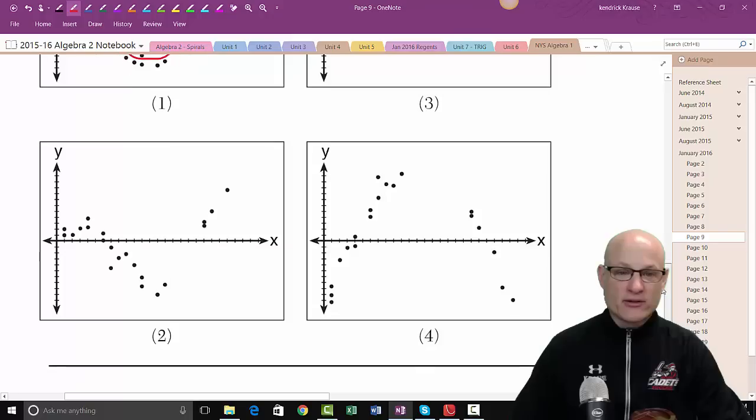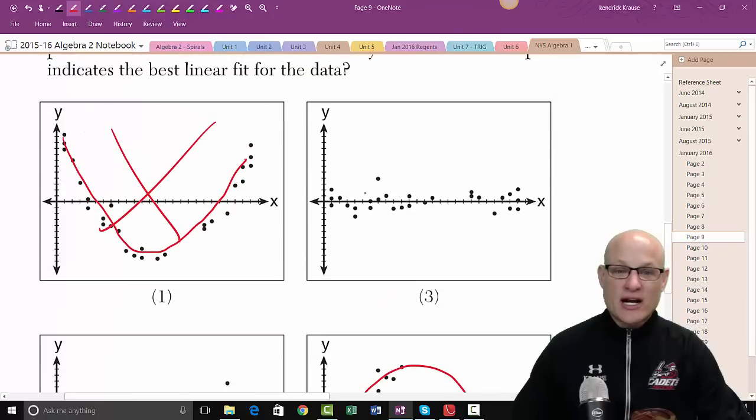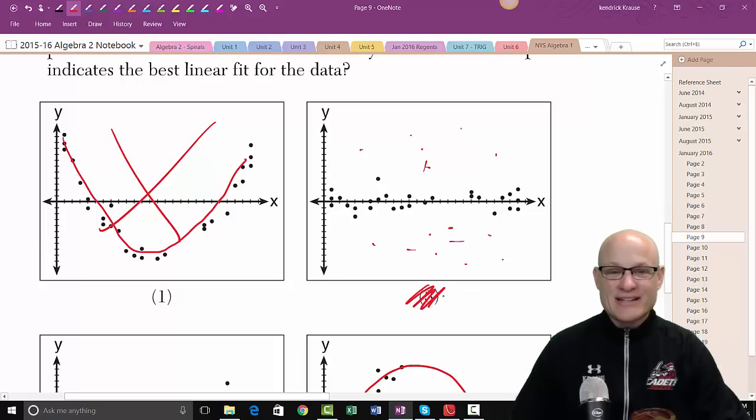That one has a pattern. This one has a somewhat pattern. This one also has a somewhat pattern. But you're also looking for residuals that are kind of small and scattered like this, up and down. You don't want them up like this, down up here and down way down here, because that means they're all over the place. But you want these residuals to be small. And so that's why choice 3 is the right answer.